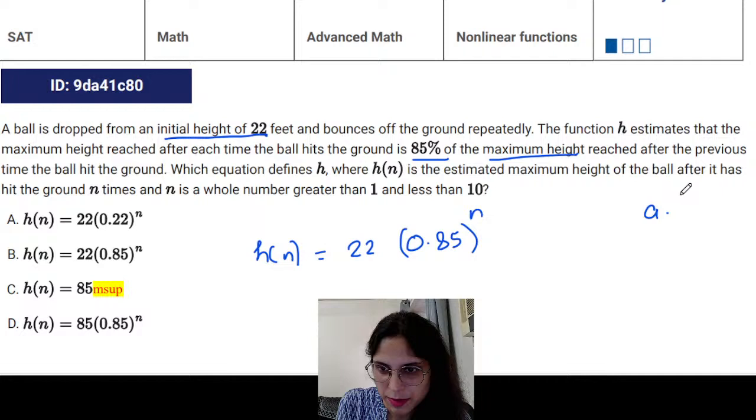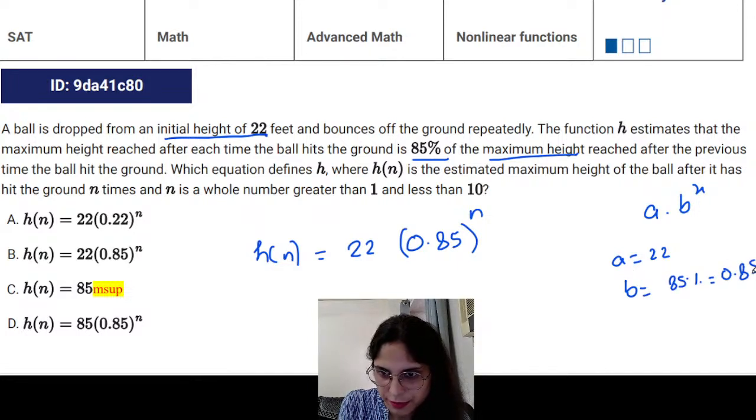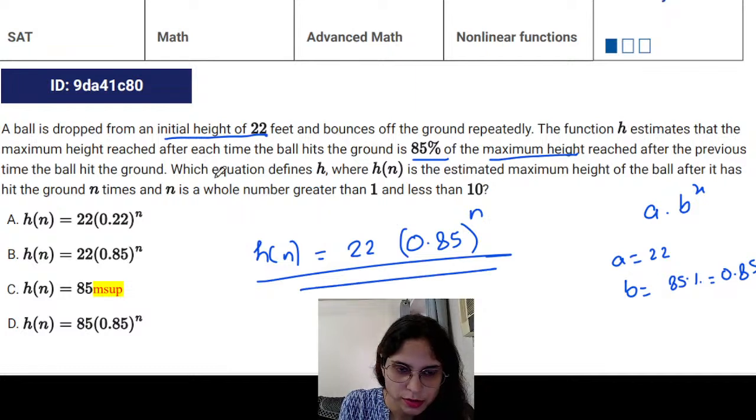So it is a times b to the power x. Value of a is 22 because that is your y-intercept, and b is your 85%, that's 0.85. That's how you get the equation. So 22 times 0.85 to the power n, this is our correct answer.